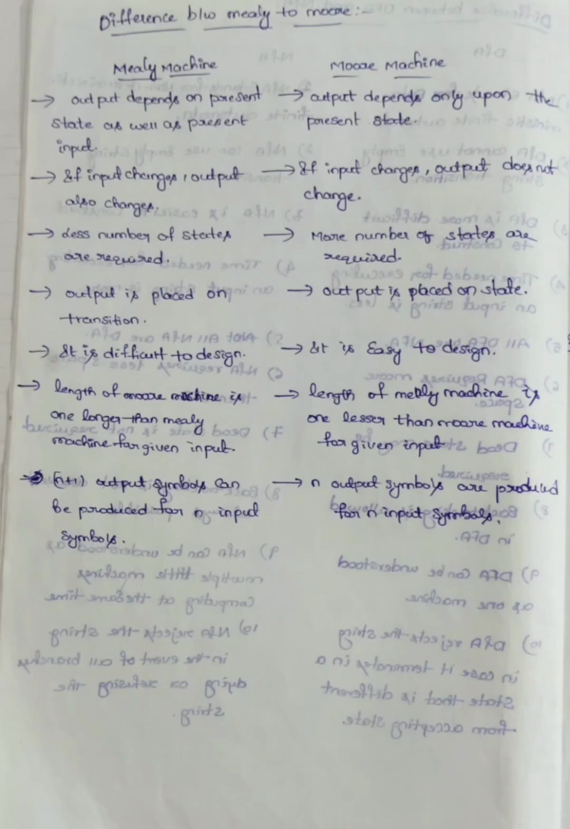Here, the length of the Moore machine output is no shorter than the Mealy machine for a given input. The length of the Mealy machine output is 1 less than the Moore machine. In a Mealy machine, n output symbols are produced for n input symbols, while in a Moore machine, n+1 output symbols are produced for n input symbols.